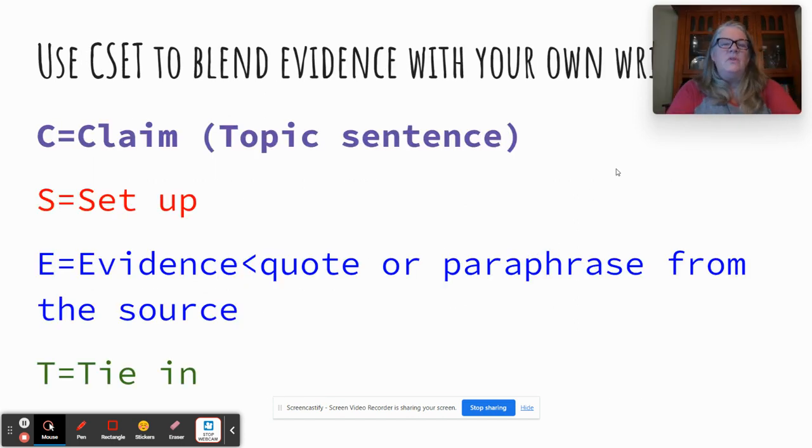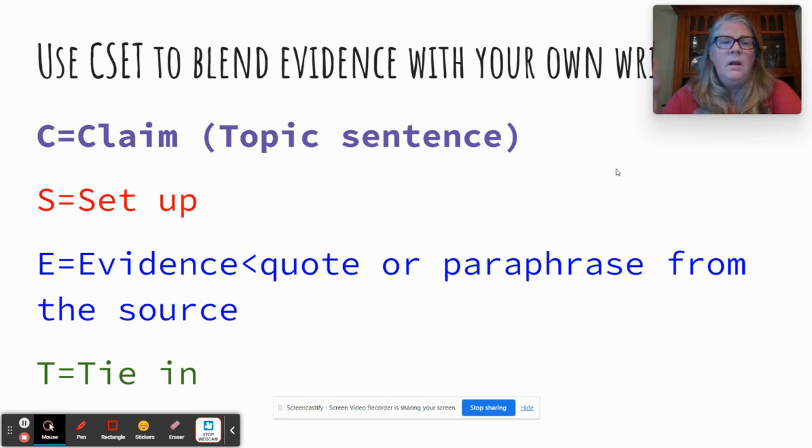This is going to take us into a strategy that's called C-set. This is a strategy that we use to blend source material in with your own writing, okay? So what C-set stands for is what you see here. The C is the claim, and that'll be your topic sentence. So you'll only have one C in a paragraph, right?